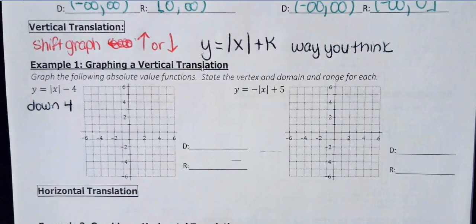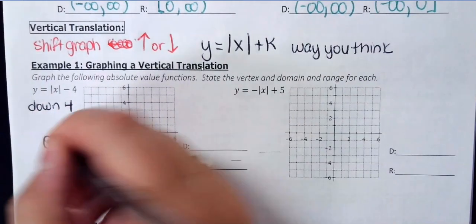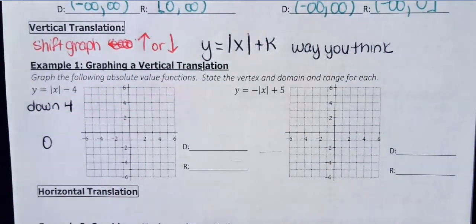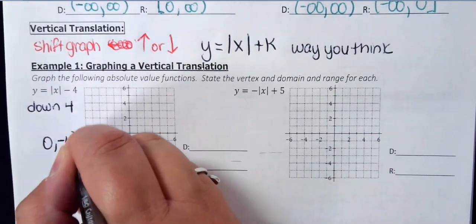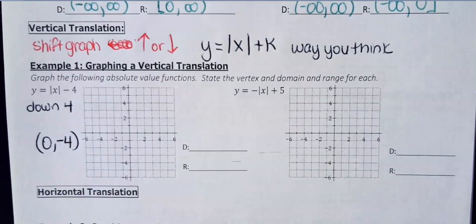Can anybody tell me, just from looking at the equation, what the vertex would be? What would the x-coordinate be? There you go. There's nothing inside with the x. It's just x by itself. So nothing inside there. x shifts it left and right. We don't shift left and right here. We're just going to go down 4. So (0, negative 4) is going to be your vertex.